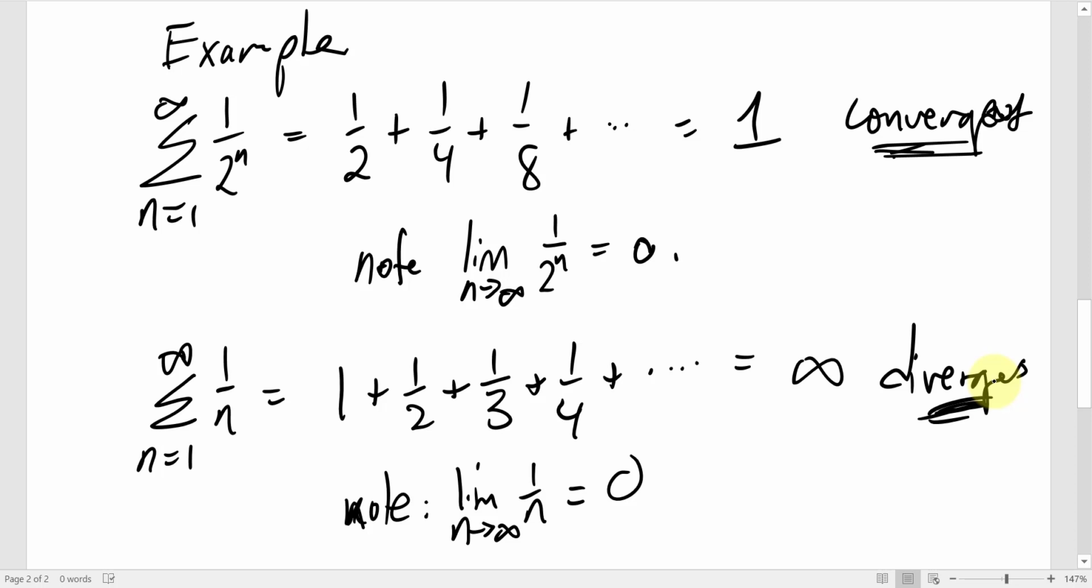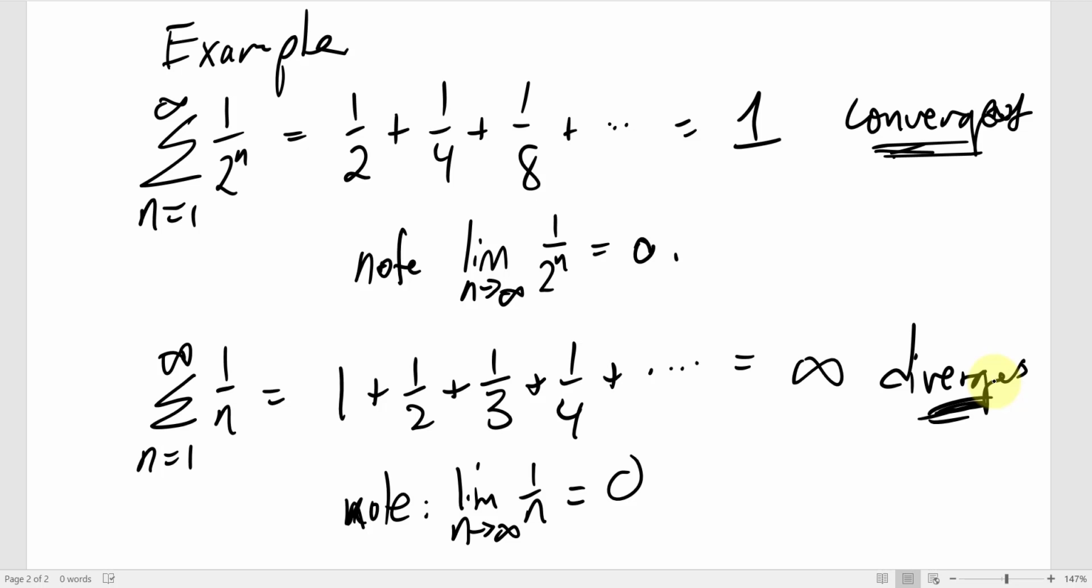There are people at the end of Calc 2, and on the final in Calc 2, who missed that. There are people in the Calc 3 class who don't get that. So it's a huge point from Calc 2 to be able to recognize that if the terms go to 0, that's not enough by itself to establish convergence or divergence of an infinite series.